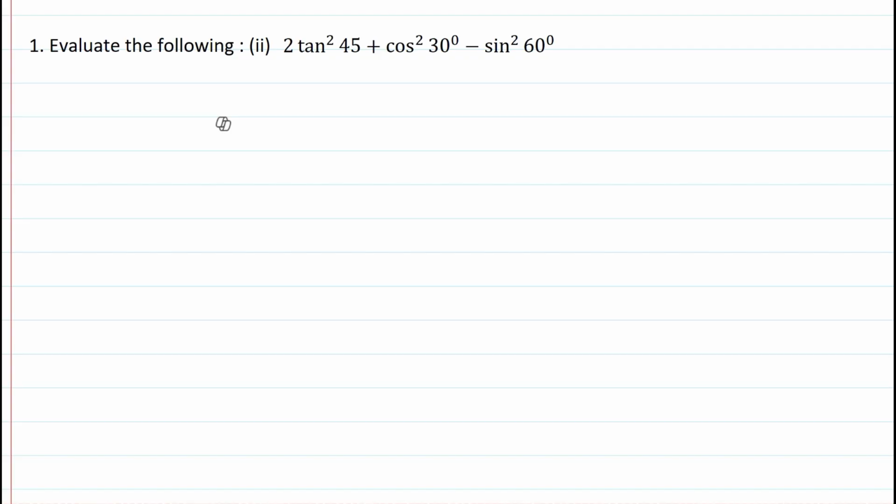The next problem is 2 tan square 45 plus cos square 30 degrees minus sin square 60 degrees. Now let's substitute the values for tan 45, cos 30 and sin 60. Tan 45 is 1, cos 30 is root 3 by 2 and sin 60 also is root 3 by 2. Now let's substitute these values in the question.